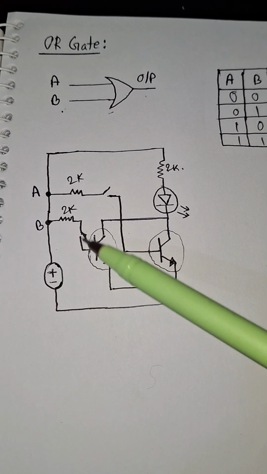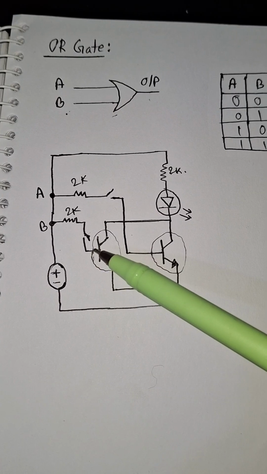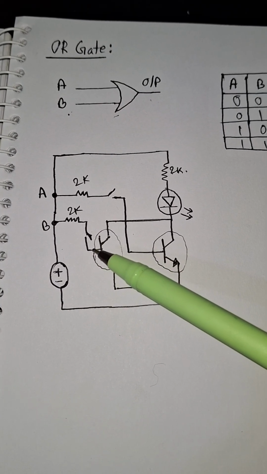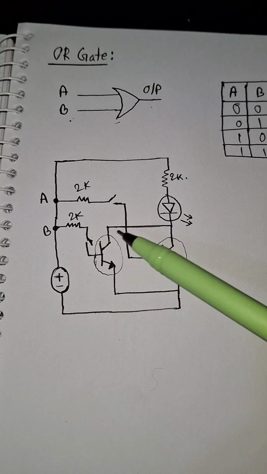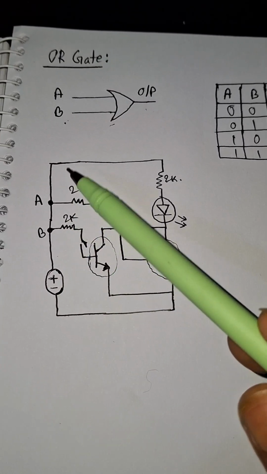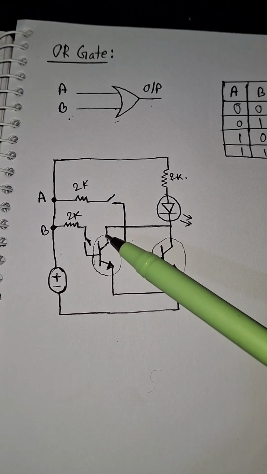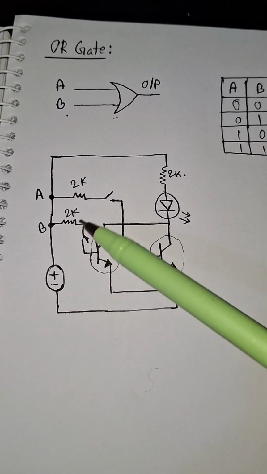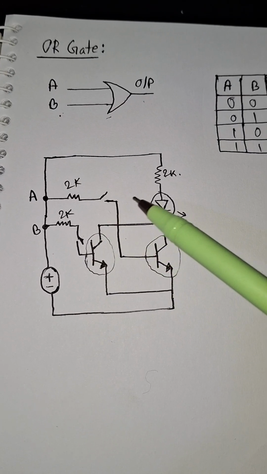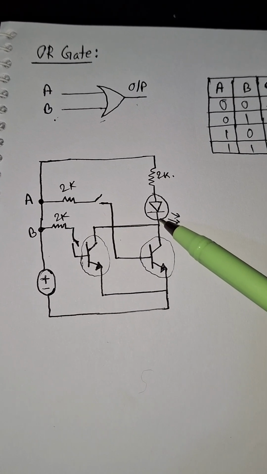So if B is on and A is off, what happens? If B is on, in that case the base to emitter current is flowing, and it allows current to flow from this 2K resistor to this LED and through this collector to the emitter. Okay, so still the current flows, and when both inputs are on, we will also get the same thing. The current will flow through this LED.